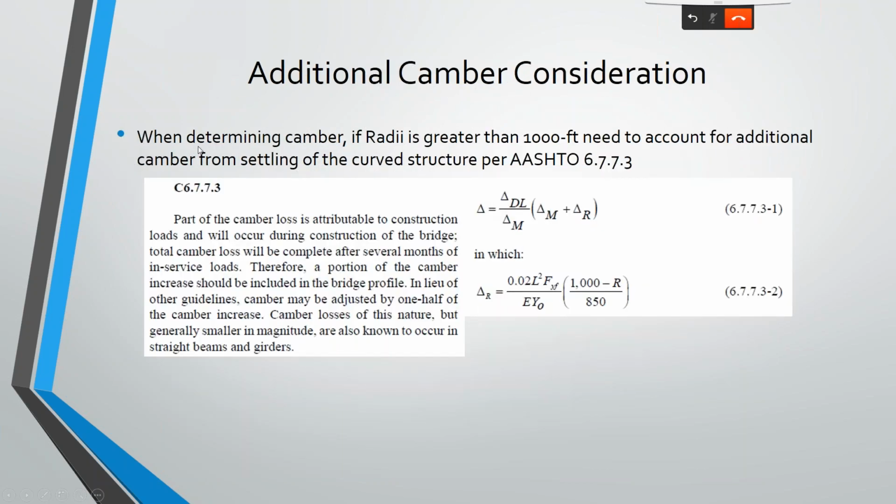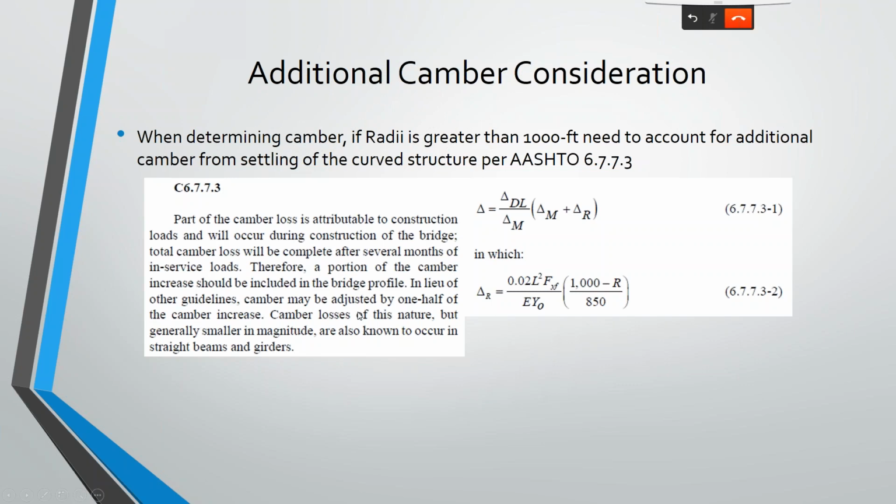One item of note for the camber as well: when you're determining the camber, if the radii is greater than 1,000, you don't need to account for it. I actually have this backwards. If it's less than 1,000 feet, you need to account for additional camber. Sorry about that.